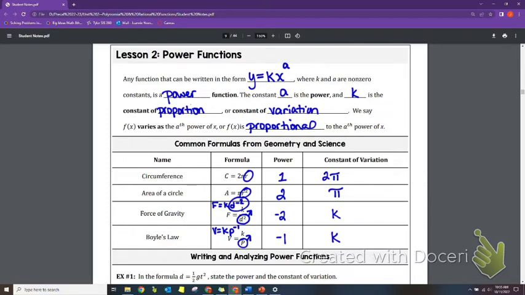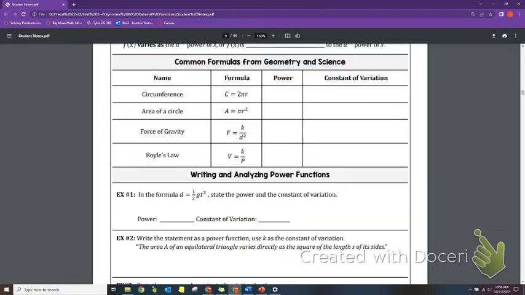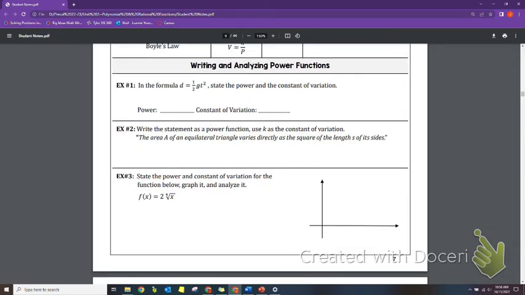All right, so moving on to example 1. It says in the formula, D equals 1/2 G T squared, state the power and the constant of variation. So our power is the exponent, so it's 2, which is on T, which means the constant of variation is the numbers that are in front of it, so it must be 1/2 G.